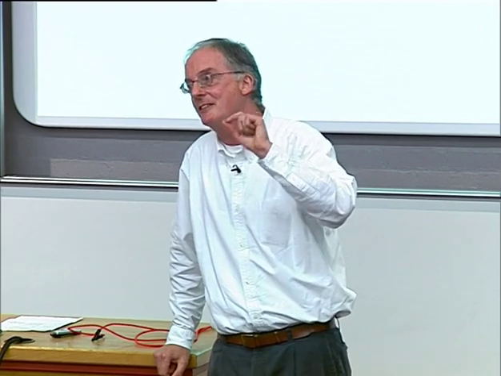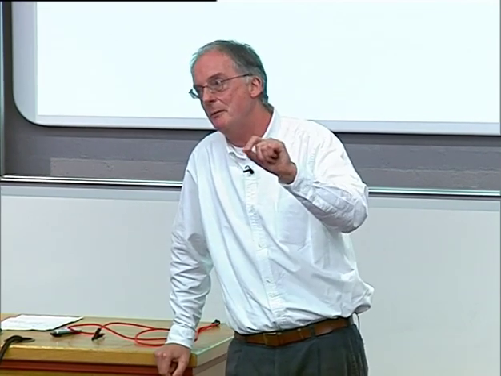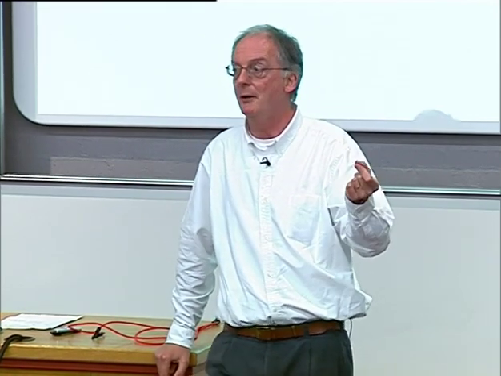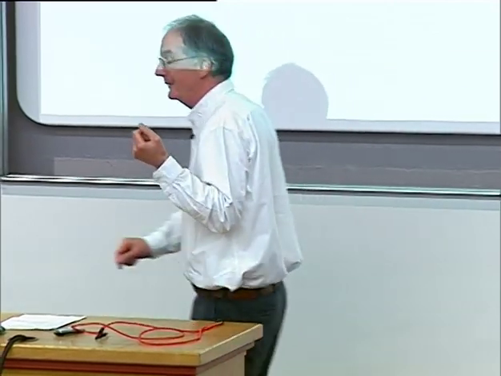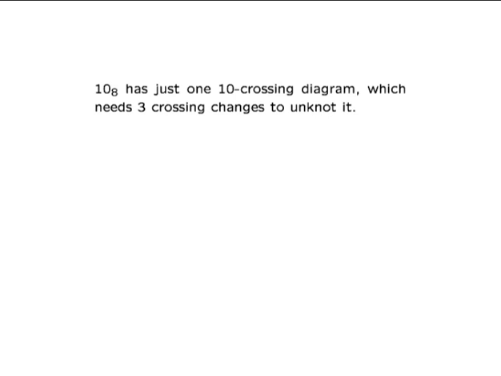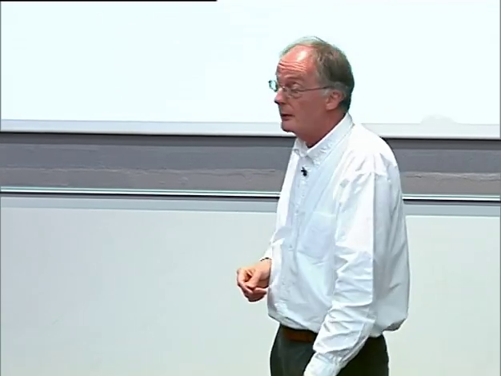It's not necessarily the diagram which exhibits the smallest unknotting number, which is very weird. There's another example, a 10 crossing knot, 10_8, which is known to have just one diagram in which it exhibits its minimum number of crossings. And in that diagram, you can check in a very simple algorithmic way that you only need 3 crossing changes, and you can unknot it.